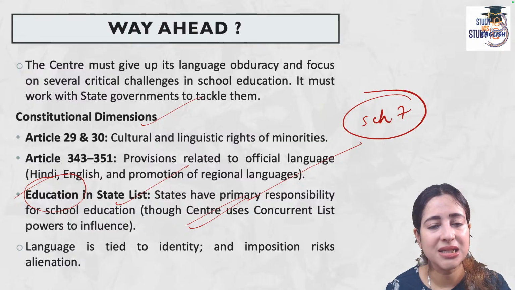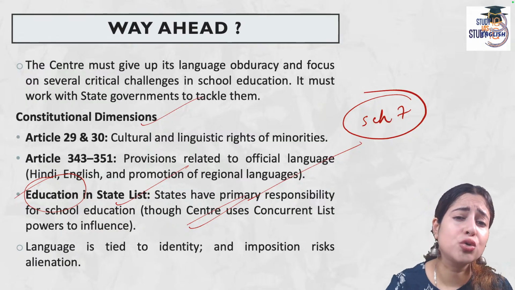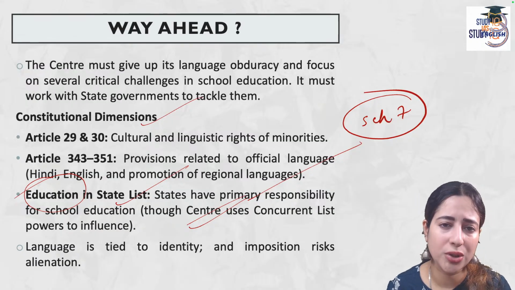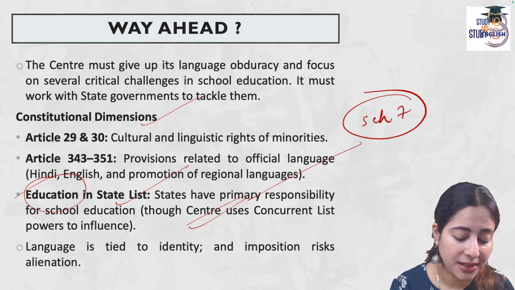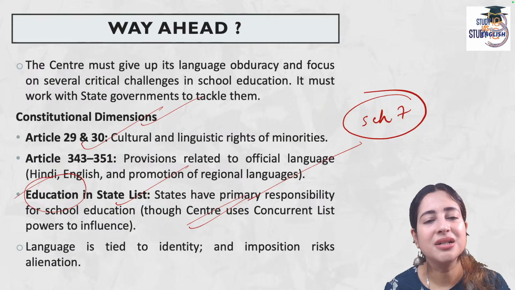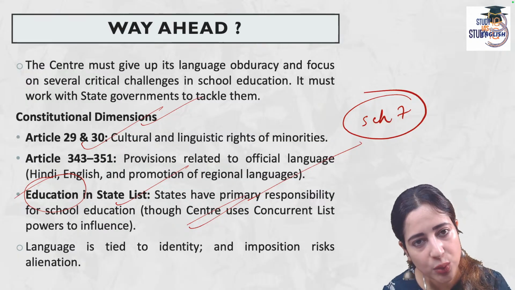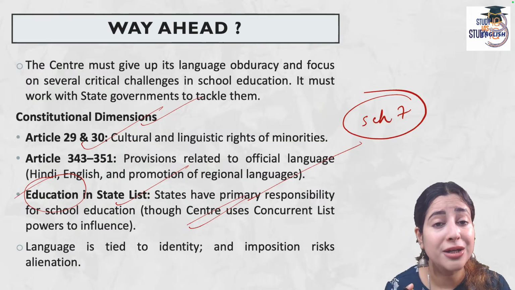But these states are saying that the center is using too much power to control the education segment. That defeats the purpose of the state list. Second thing is when we talk about Articles 29 and 30, we know these talk about the rights of minorities in India.